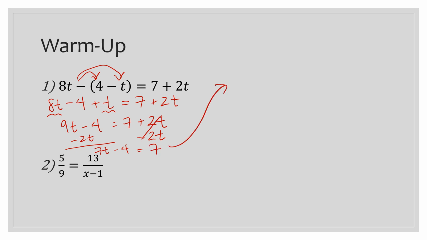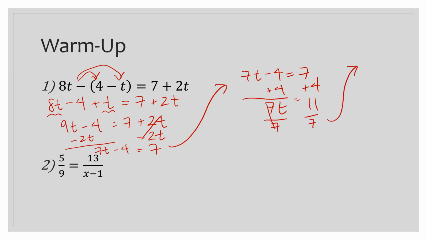I'm going to move that up here so we have room. So let me write that again. 7t minus 4 equals 7. Now I need to get the 4 on both sides. So that's 7t equals 7 plus 4, so that's 11. And now I need to get the t by itself, so I'm going to divide by 7. And I have t equals 11 sevenths. And that's good enough, or 1 and 4/7.